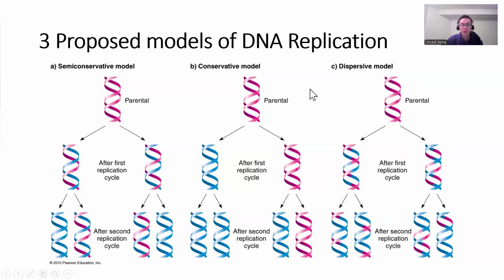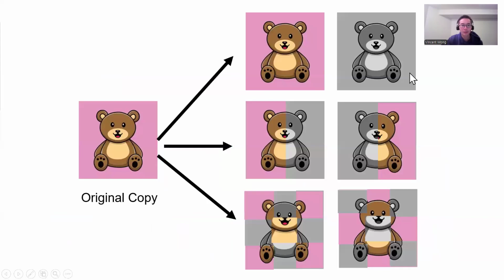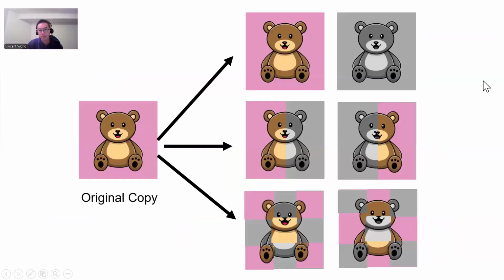Right? To help you understand, I've created this picture here. This took me like half an hour to make, actually. Hopefully, it's going to be helpful. There is the original copy of the picture. And in this case, it's like putting it in a photocopier. You make a duplicate of the original, and then it looks like this. So do you think this represents conservative, semi-conservative, or dispersive? What do you think?